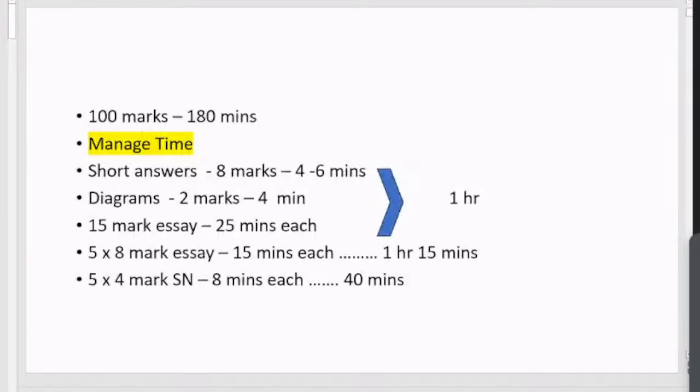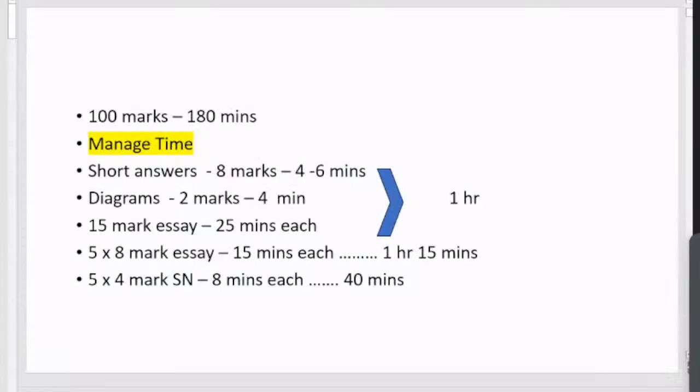So the first thing I would like to tell you all is that you need to manage your time properly. Don't scramble at the last minute to finish off some answers. Now, it's quite possible that you know most of the questions that are on the paper. Thinking of it in those terms, you can plan your answers because you have about 180 minutes for 100 marks. So I suggest if you take around 25 minutes for your essay questions and 10 minutes for your short answers and diagrams, you would finish that in about an hour.